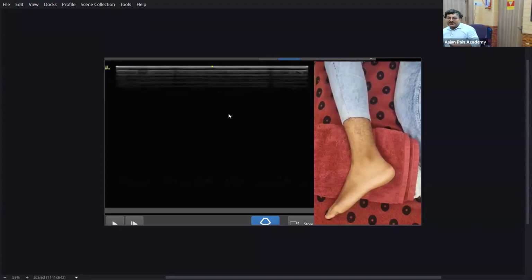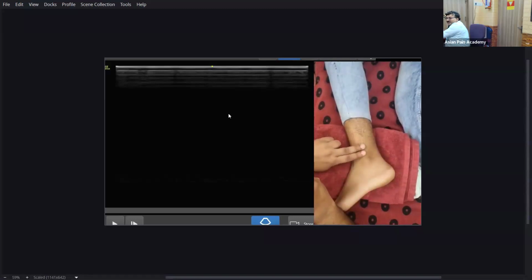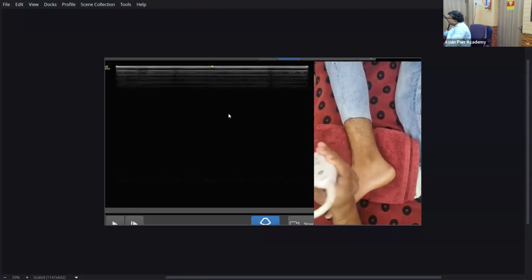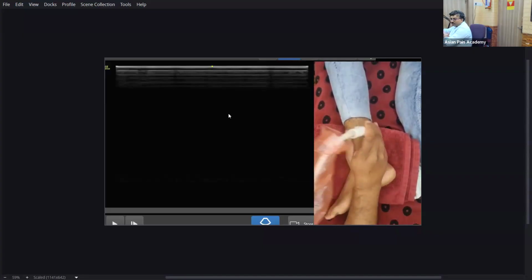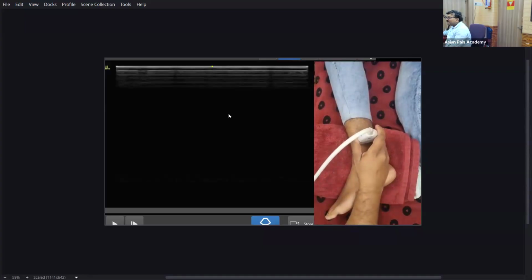So let's start with the step-by-step guide for finding out the ATFL. Two ligaments are important: one is the ATFL and one is the AITFL. Most important is the ATFL, because that is the ligament most commonly affected. Let's start our scanning from this bone. Can you see this? This is the fibula. If you put the probe just above the fibula, we'll be able to see this structure.